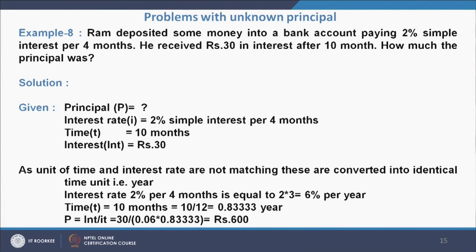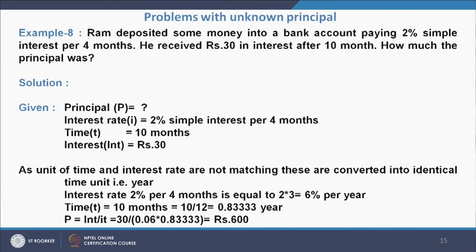Problem with unknown principal. Ram deposited some money into a bank account paying 2% simple interest per 4 months. He received rupees 30 in interest after 10 months. How much the principal was? So, principal is unknown, so let us call it P. Interest rate is 2% simple interest per 4 months, time is 10 months and interest earned is rupees 30.